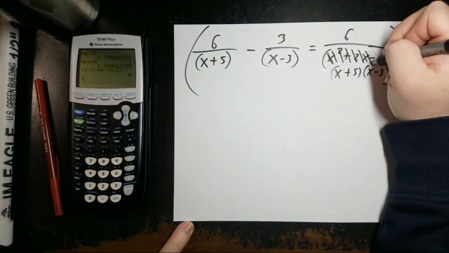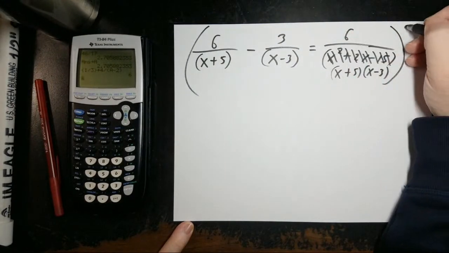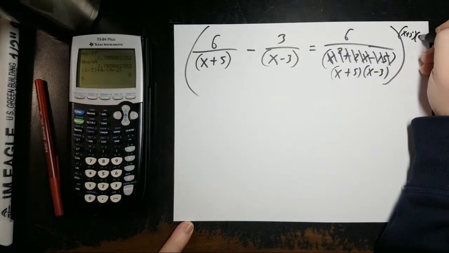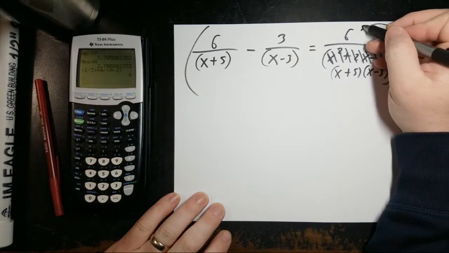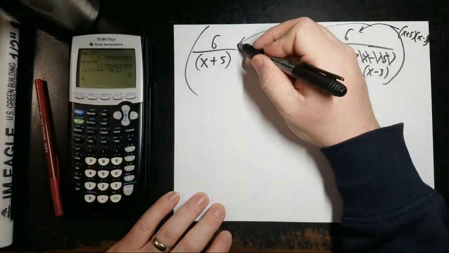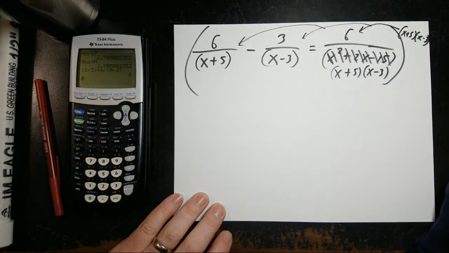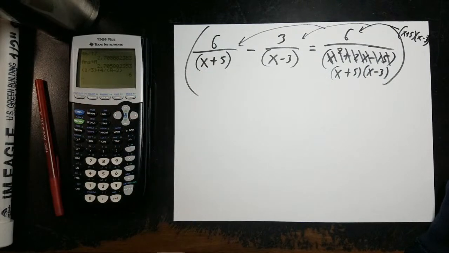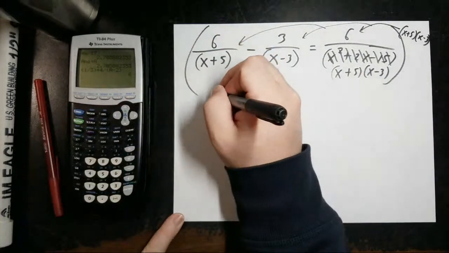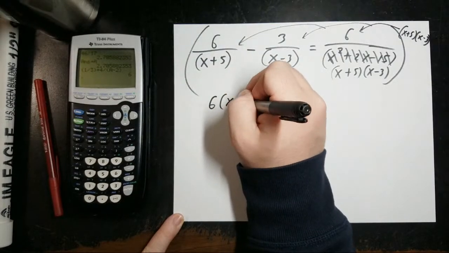Since they do, that denominator is exactly what you want to multiply through by. Finding the least common denominator, multiplying both the left and the right side of the problem. If you multiply by the first fraction, the x plus 5's will cancel, leaving you with 6 times x minus 3.